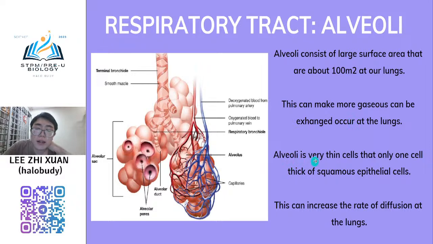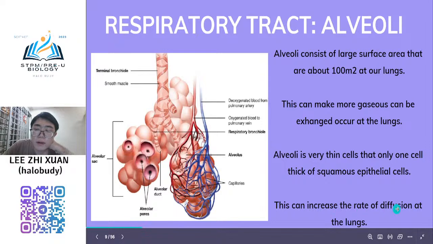So then the cell wall, the cell of the alveolus, is very thin. If you see the structure of the alveolus, actually the plasma membrane or the cell itself is very thin. Normally it is only one cell thick, of squamous epithelial cells, and this can increase the rate of diffusion. Why does it need a very thin cell? Because it needs to increase the rate of diffusion.